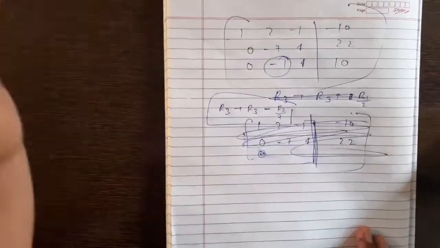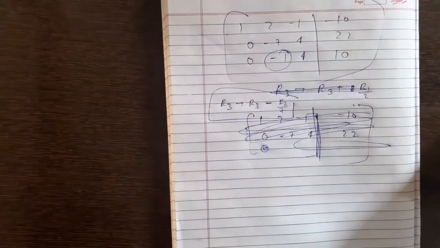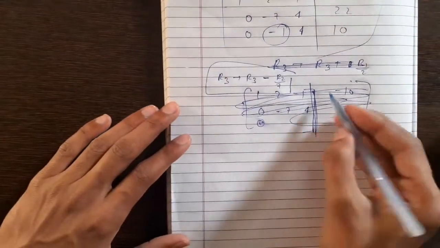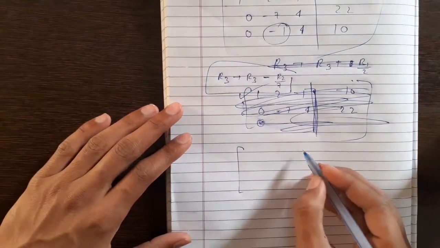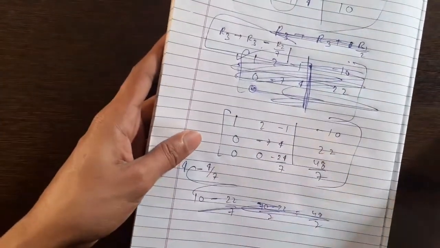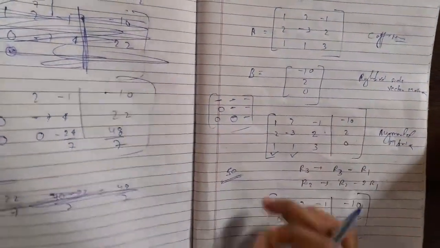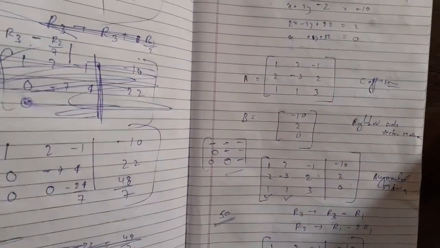Are you understanding why I am using R2 by 7? Because this will become 1, and plus 1 minus 1 is 0, I will get 0, and this 0 will not affect the other entries anyway. So let's do it. Now the important part comes. So we have this equation. What was the benefit of the augmented matrix? We can easily do all these operations without any problem.